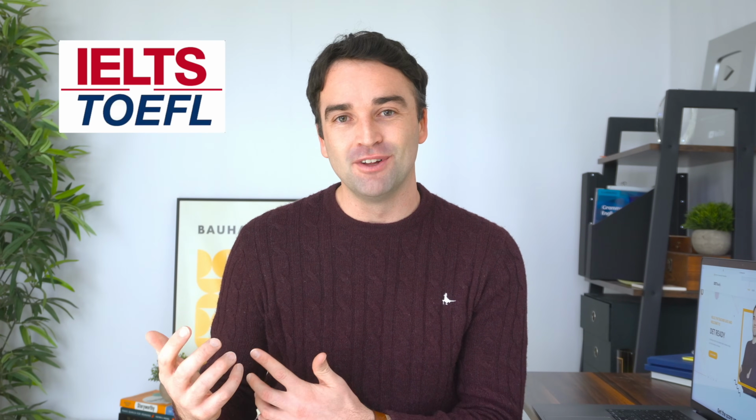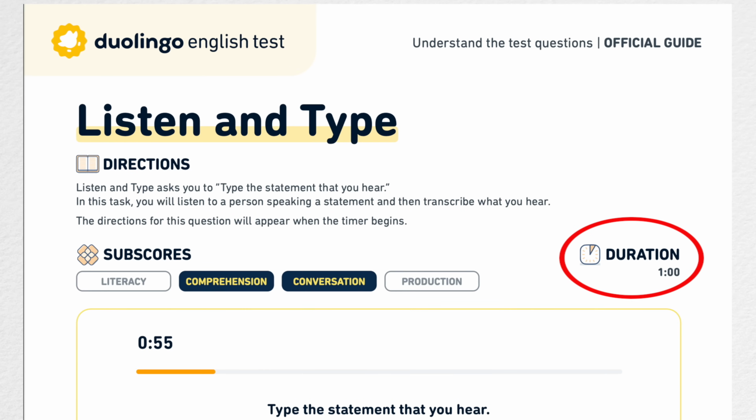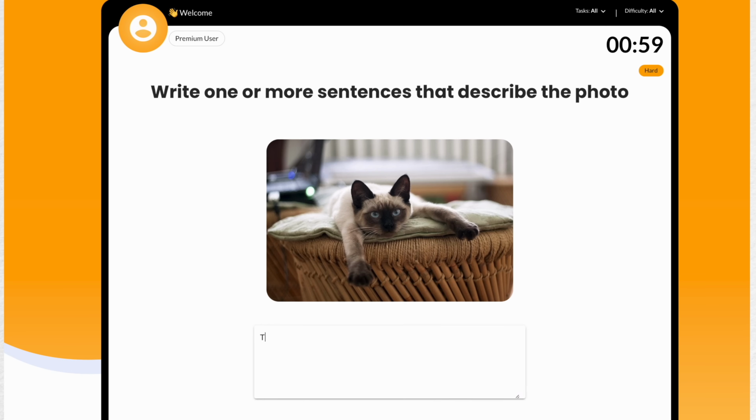When you compare the Duolingo English test to the other exams like the IELTS or TOEFL, the first thing you'll notice is that the time limit for the questions is really short. Because these time limits are so short, I think it is essential that you practice these question types with the correct time limit. At first, it will be difficult, but the more you practice with the correct time limit, the better you will get at answering these questions. I honestly think this is one of the best things you can do to get ready for your Duolingo English test.